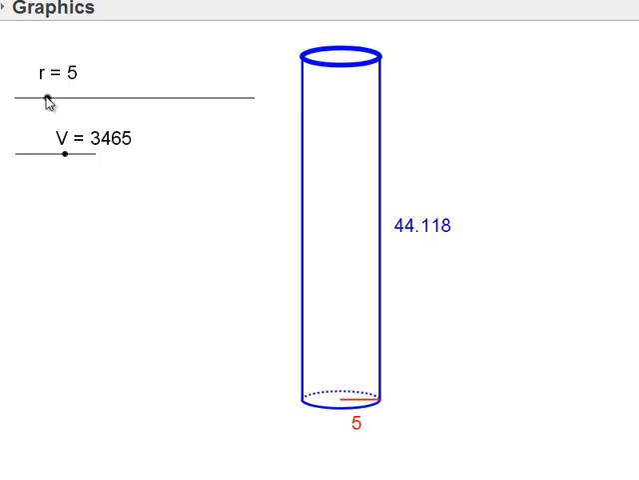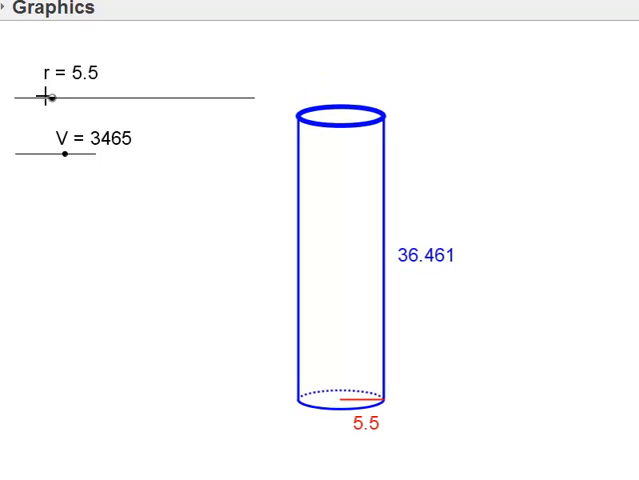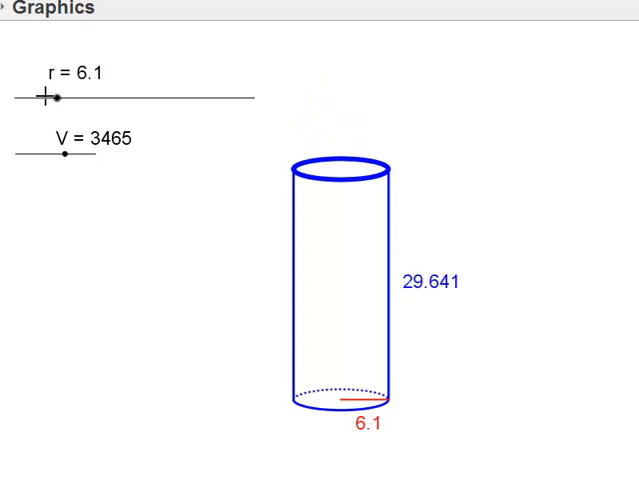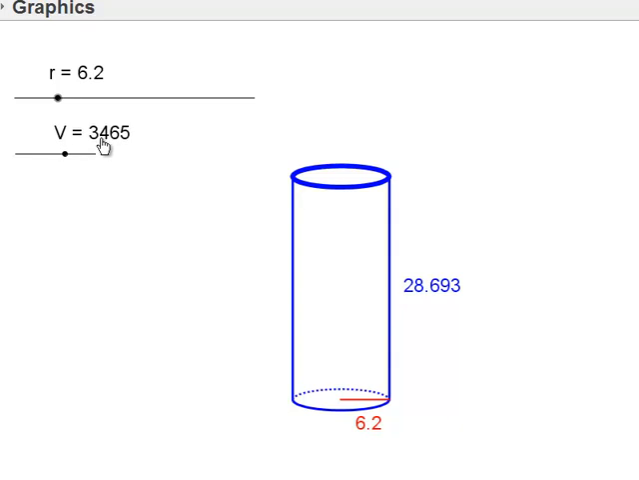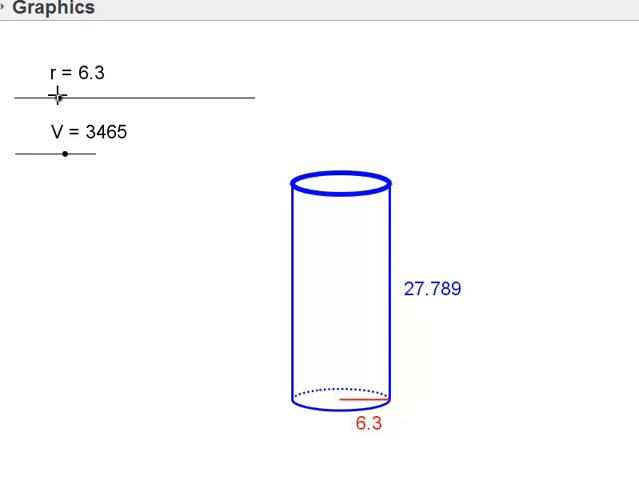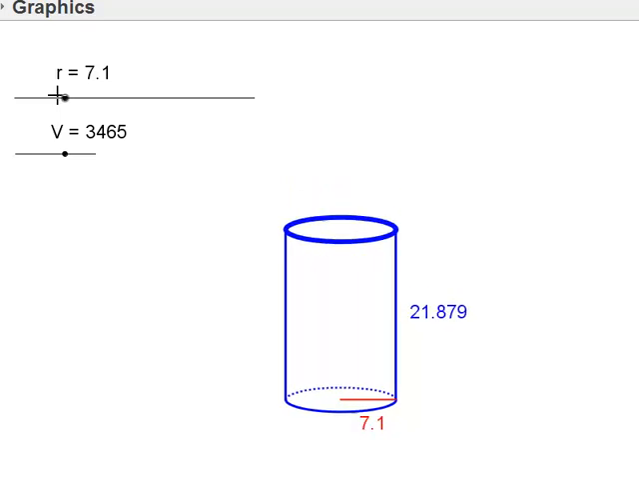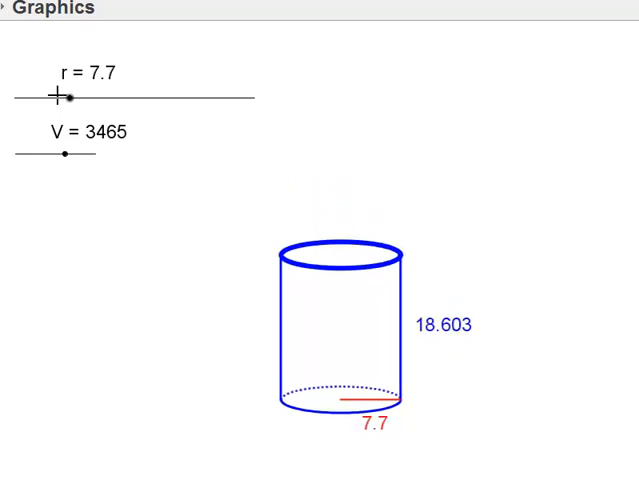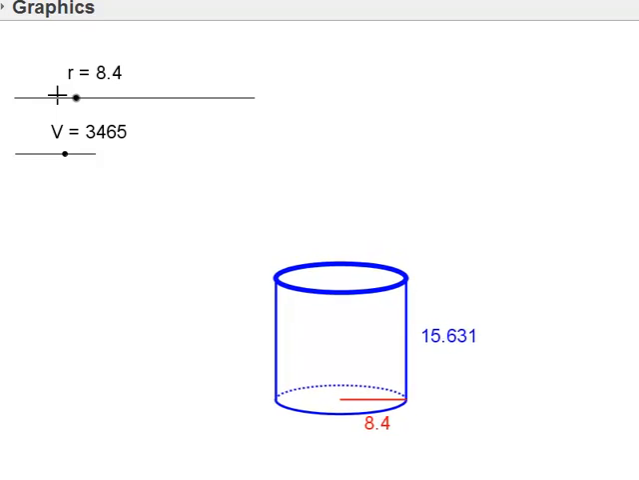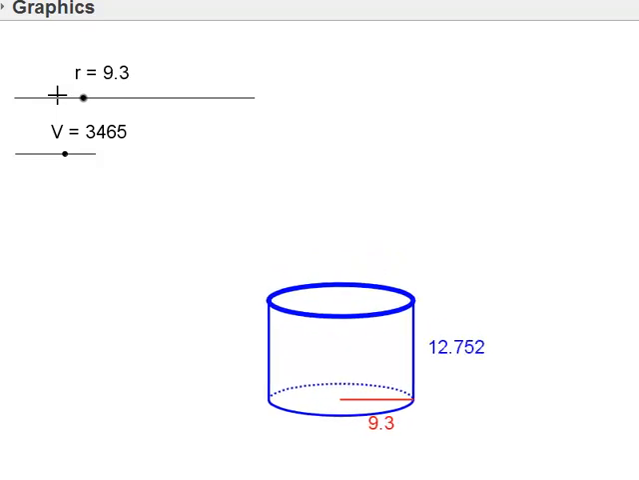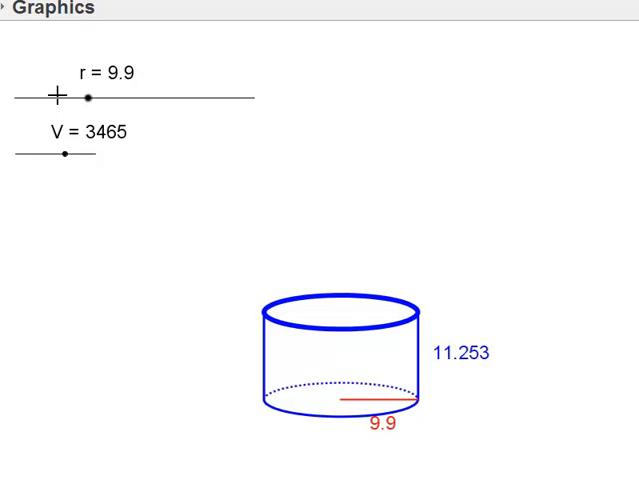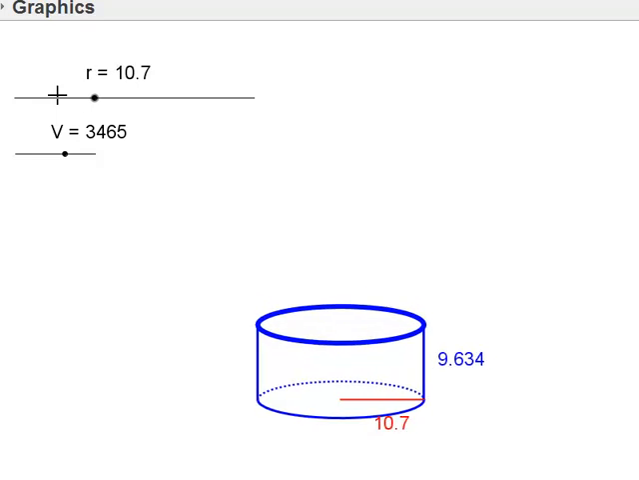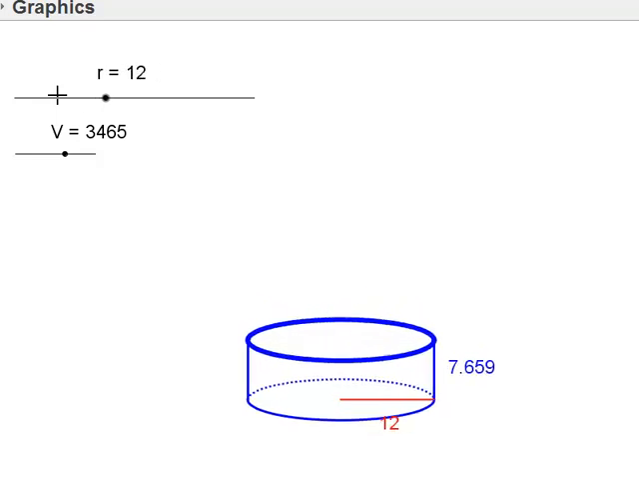But as I bring the height down, the radius gets bigger. So here's the height decreasing, but in order to compensate for that and keep the 3465 volume that we wanted, the radius has to get bigger. So height gets smaller, radius gets bigger. And we're getting to something that looks a little bit more reasonable as far as a pot goes. But obviously I could keep on going to the other extreme here as well.